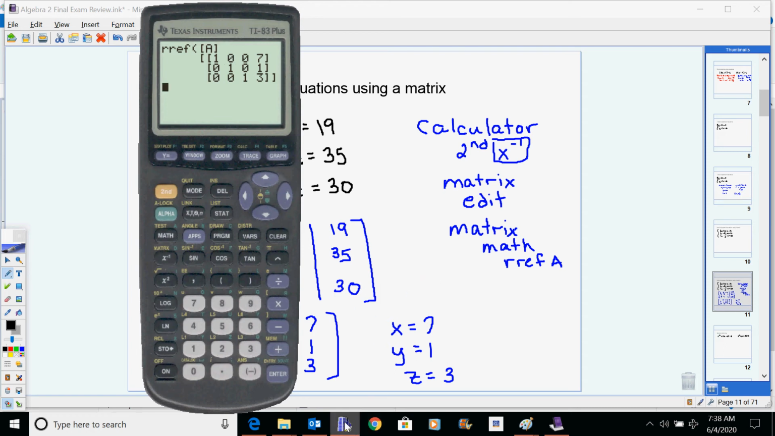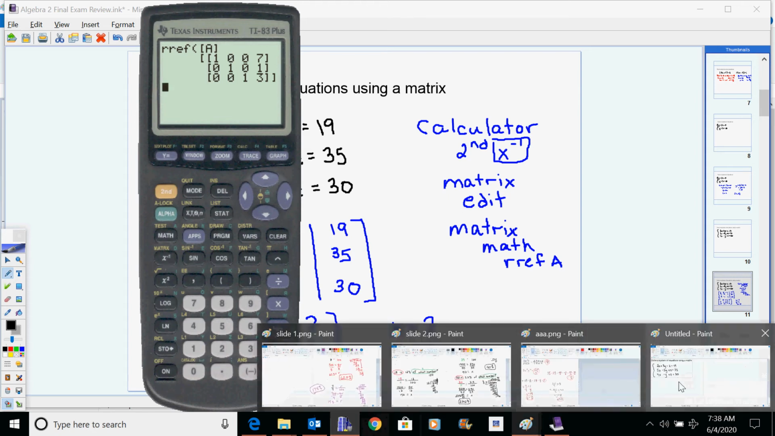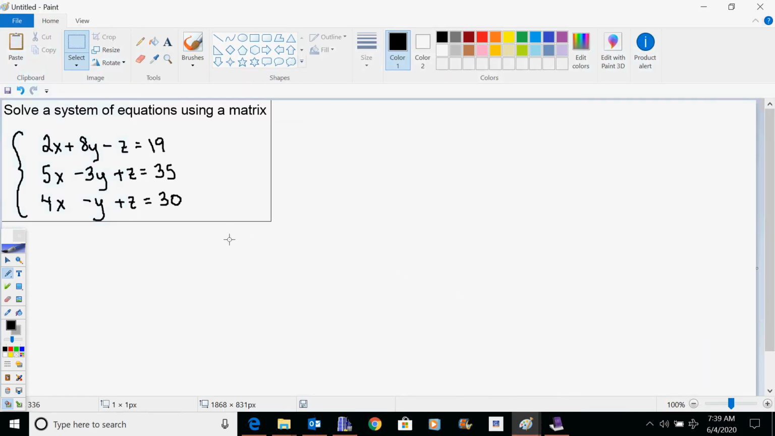Now, if you do not particularly like to use the calculator and you like to solve them out, I'll take a minute here to go through this. Okay, our main process is going to be to eliminate the z's here. So we're going to do this hopefully carefully. I'm recording this live, so we'll see how this goes. 8y minus z equals 19. And 5x minus 3y plus z equals 35.